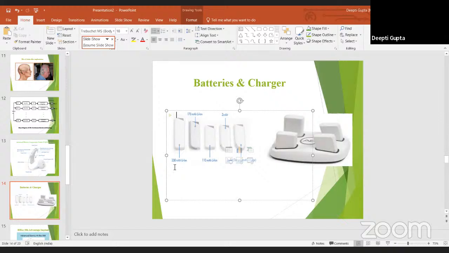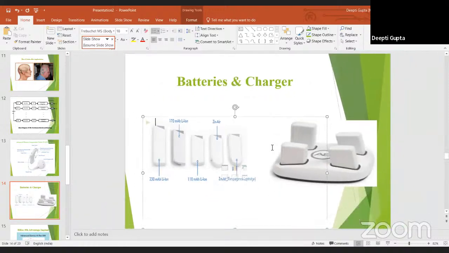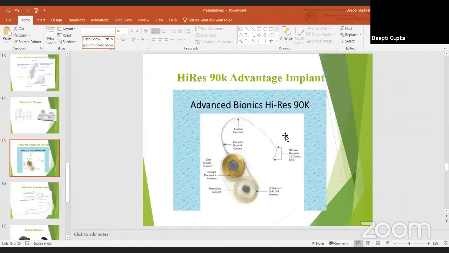We can see here these are different powers. Batteries of different powers are available here. And this is the cover of the battery. And this is a charger, how we can charge multiple batteries simultaneously. And this is the internal part of the implant, how it looks.